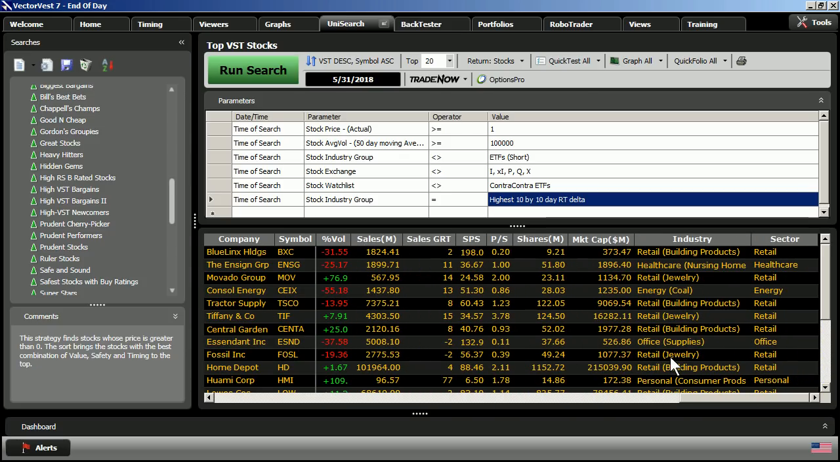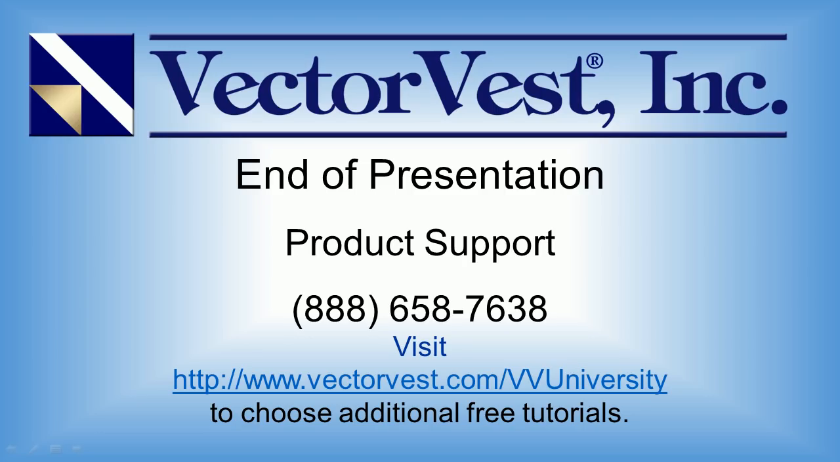Again, beware of overlap. So a lot of information in this overview of the industry and sector tools within VectorVest. But I hope I've given you a sense of the power of the analysis and the ease with which it can be accomplished in the VectorVest tool.